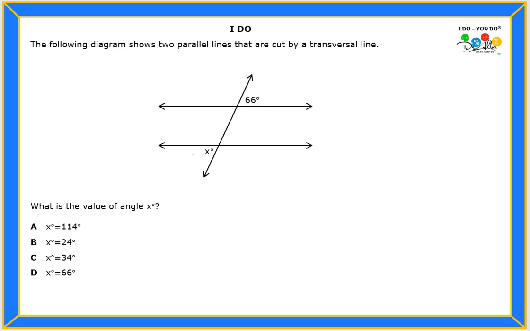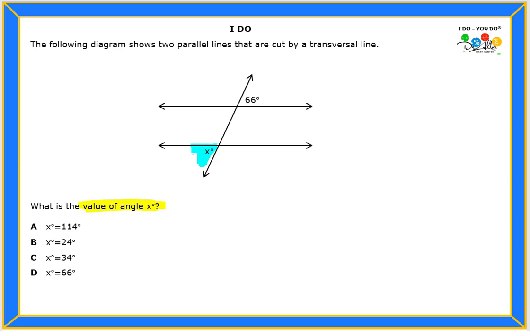Hello students, let's read the problem. And it says, the following diagram shows two parallel lines that are cut by a transversal line. What is the value of angle X? Okay, so this is what we're looking for. I want to know what is the value for angle X, which is right here, right? Okay, so that's what I'm looking for.